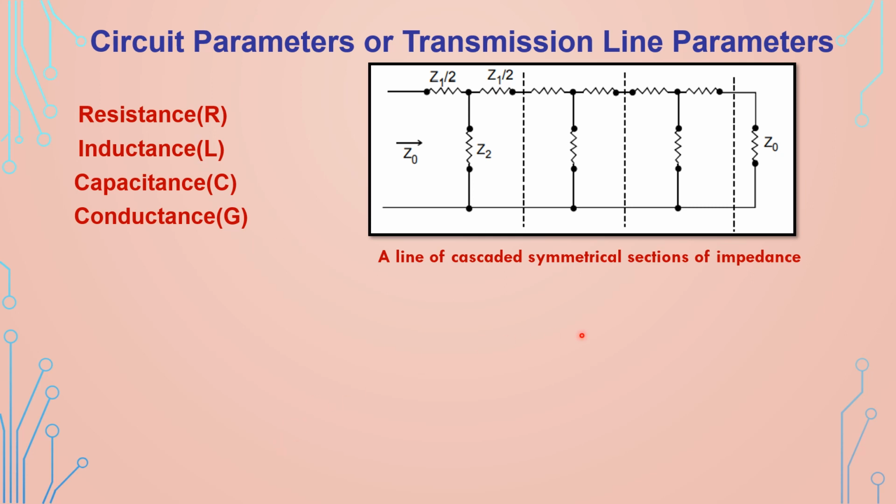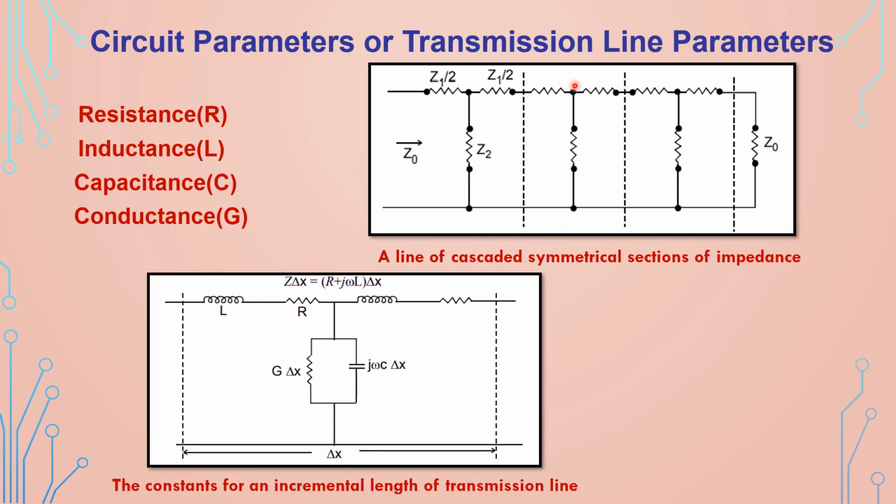Now any transmission line can be thought of as made up of a number of symmetrical T sections connected in cascade like this. If the characteristic impedance is Z0, that is, if the line is terminated in Z0, then the input impedance will also be equal to Z0. Now I am going to show you the equivalent circuit of one section of a transmission line.